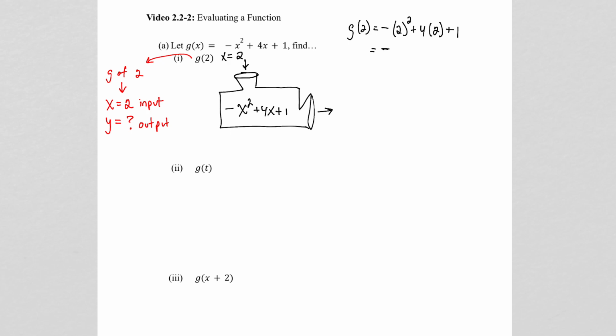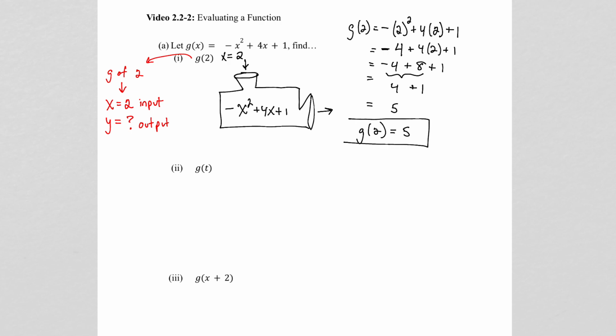So here, I have a negative sign, and now I'm going to square the 2. That becomes 4. Notice I dropped the parentheses. I no longer need them. I'm going to do this one step at a time. I've evaluated that exponent, and now I'm going to multiply 4 times 2. That's positive 4 times positive 2, so that's 8. And now I'm going to add and subtract from left to right. Negative 4 plus 8 is positive 4. And 4 plus 1 is 5. So my answer is 5.